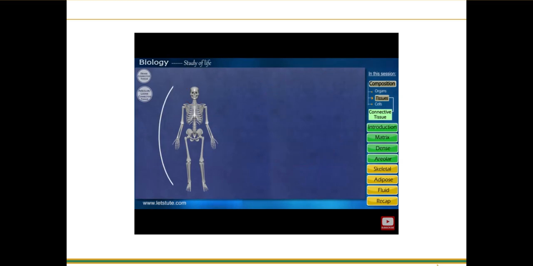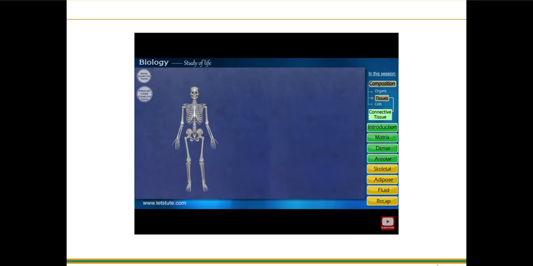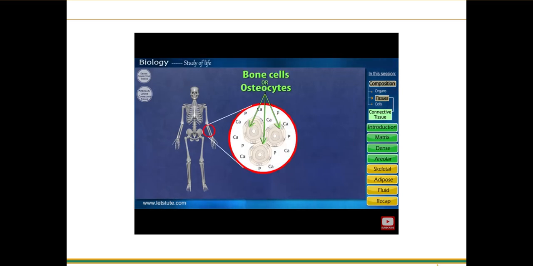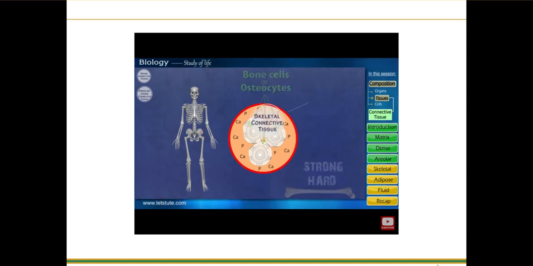It may be difficult to visualize a bone as a tissue because we've always seen a tissue like a layer or a group of cells. But the bone cells are present in a medium which has calcium and phosphorus. And due to this, a bone is strong and hard in appearance. So therefore the bone is a type of skeletal connective tissue.